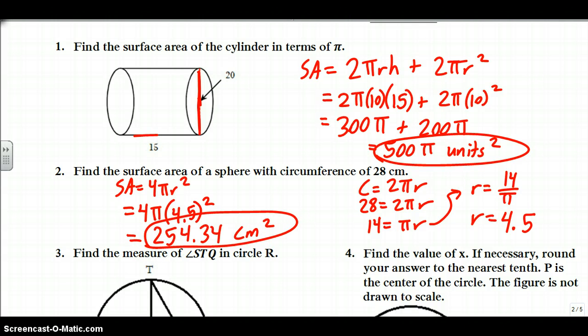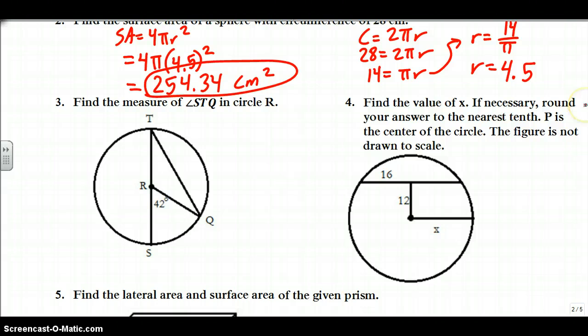Find the measure of angle STQ. STQ is this one, which is going to be half of this arc. Fortunately for us, I know that since this is 42, so is this. These two have to be the same. The central angle is the same as the arc that it makes. So that means this angle is going to be half of that. This angle will be 21 degrees, half of 42.